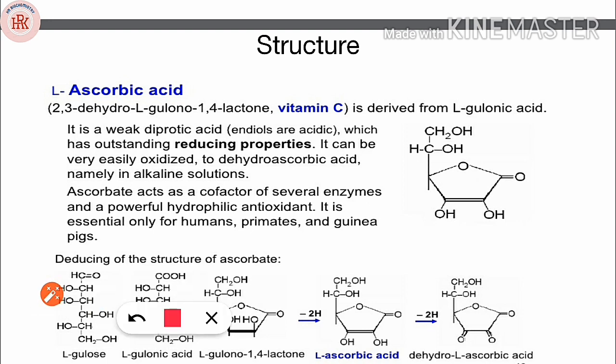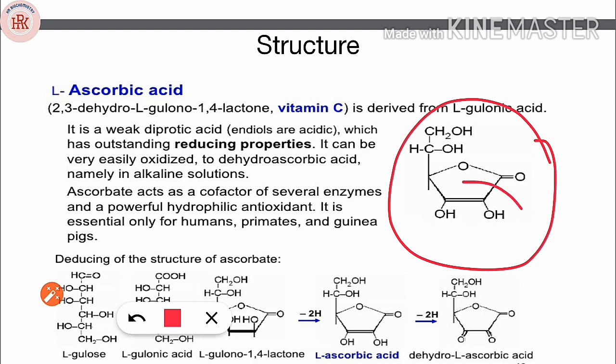It looks like, can you see? It looks like a monosaccharide, a ring structure of a monosaccharide. So what is the peculiar feature about this structure? There is an enediol. So this has a strong reducing property.